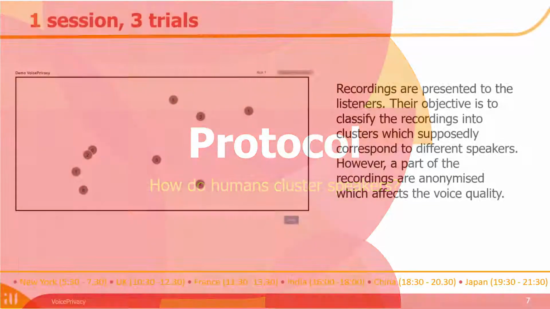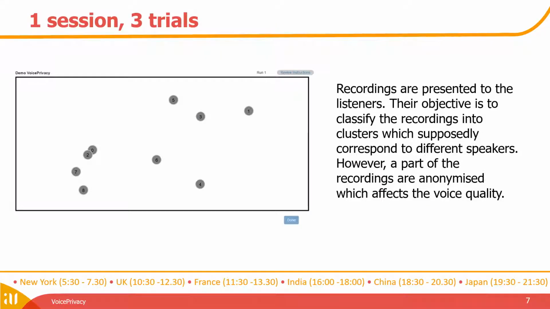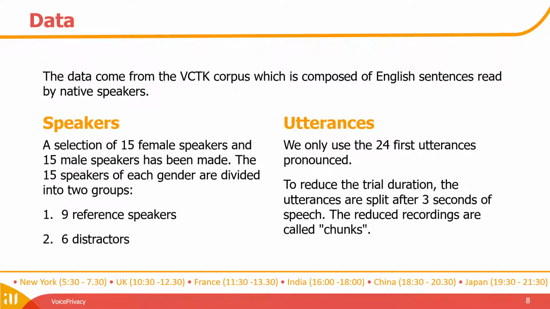A web interface was developed where recordings are presented to the listeners as numbered points. Listeners are asked to classify the recordings into groups corresponding to different speakers. Some of the recordings were anonymized, which affects the voice quality. Speech recordings were selected from the VCTK corpus, which is composed of English sentences read by native speakers.